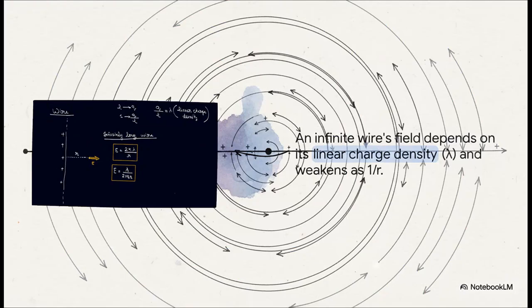So what about a super long wire? For a wire, the field points straight away from it, everywhere along its length. And here, it's not so useful to talk about the total charge, because the wire is infinite. Instead, we talk about its linear charge density.